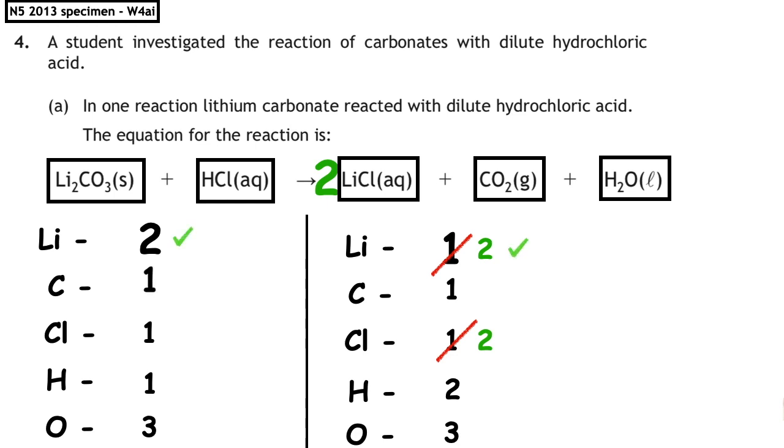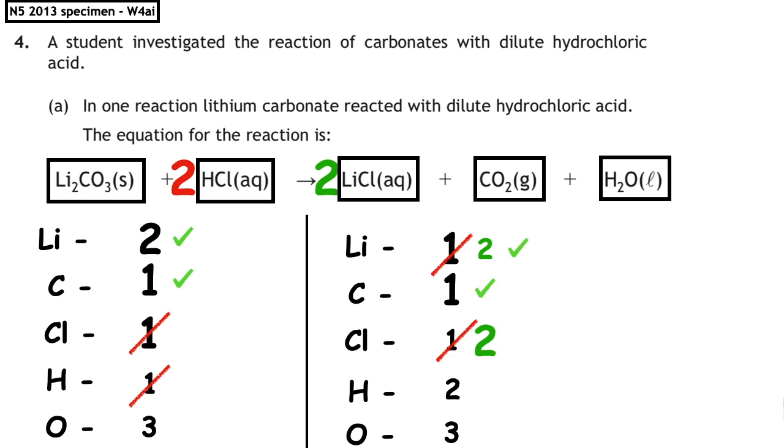Carbons, on the left I have 1. On the right I have 1. They balance, so we can tick them off. Chlorines, on the reactant side we have 1. On the product side we have 2. Those don't balance. What do I do to 1 to get to 2? Well, we multiply by 2. So we put a big 2 in front of the HCl.